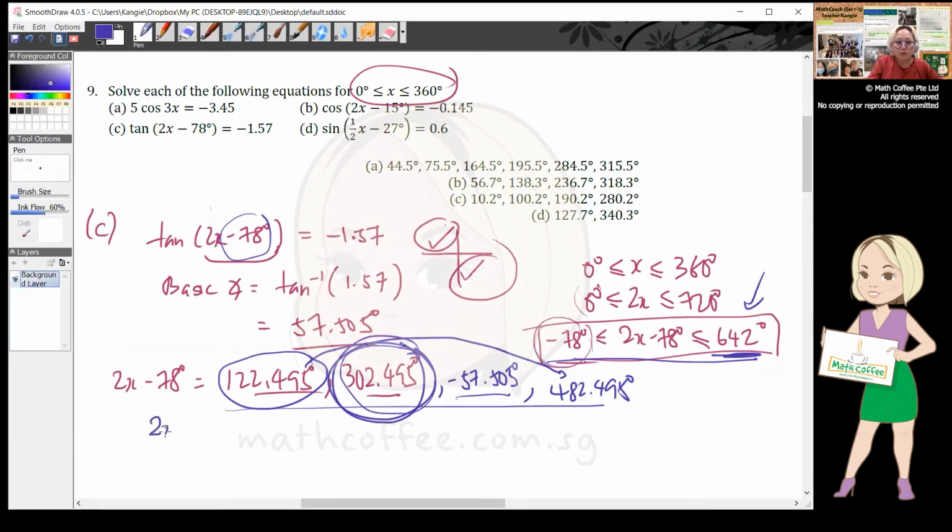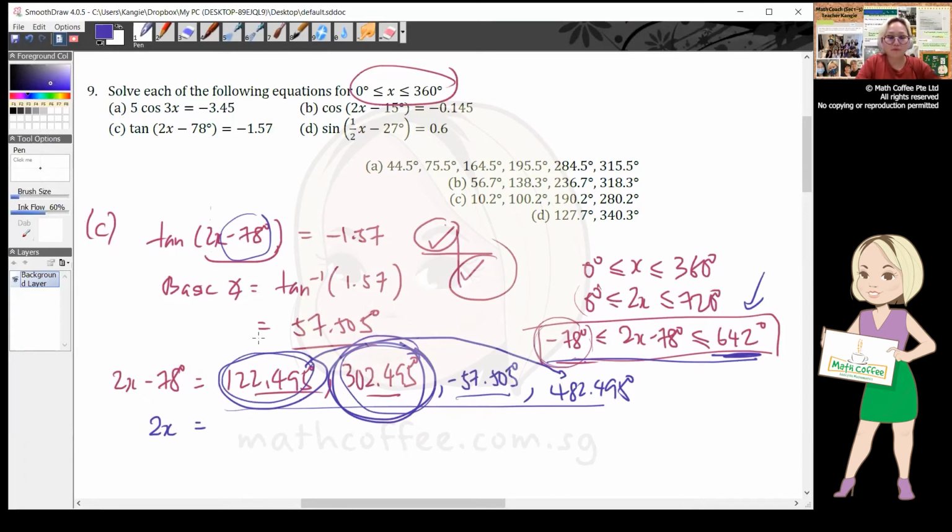So take note that this one is 2x. The next step you need to do is you need to plus 78 first. The common mistake the students do is they go and divide by 2, then do the 78. Sorry, it's not minus 78, it's plus 78. As in, they divide by 2 first. But no, you have to plus the 78 first, then divide by 2. So now 2x, all 4 of them, you go and plus 78.